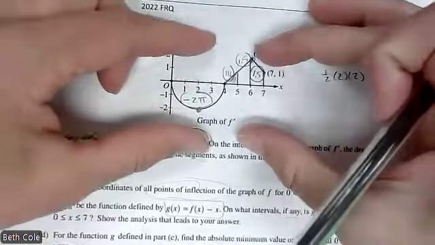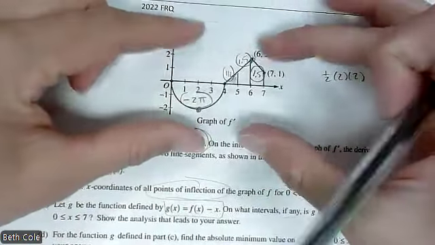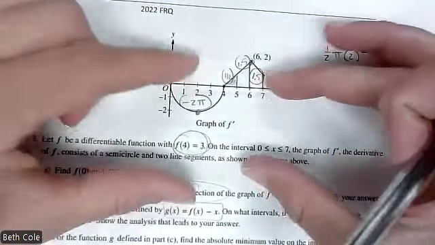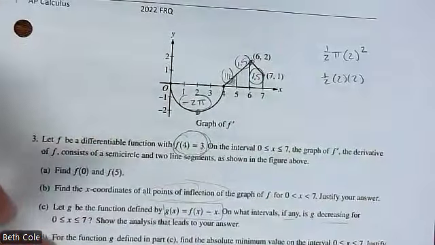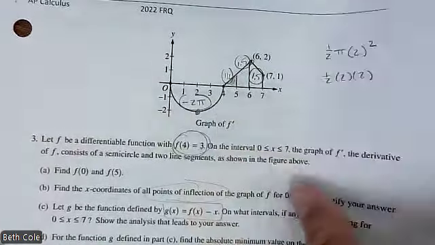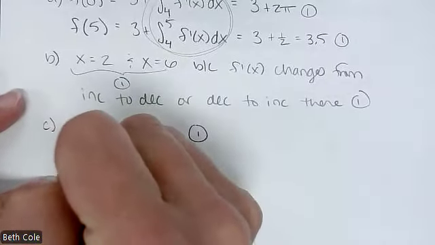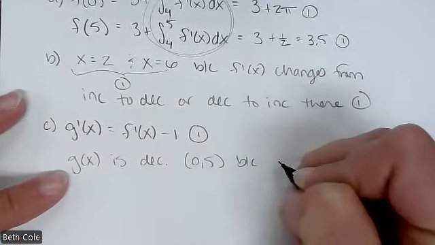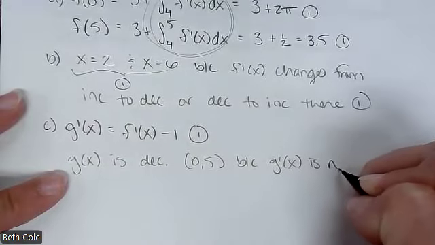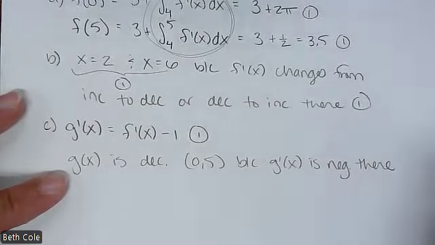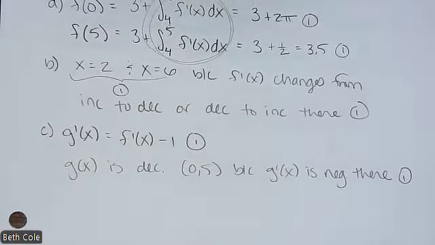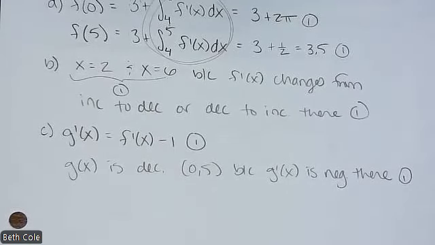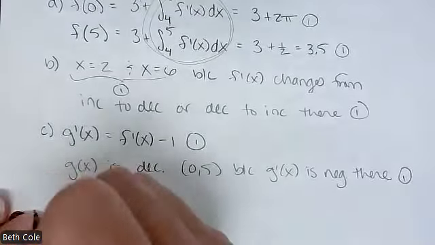Okay, so look, it sounds like you guys got this. If you take this and you move it down 1 unit, can you imagine that? Where would that graph be negative or below sea level? From 0 to 5. Good job. So you're going to say G of x is decreasing 0 to 5 because G prime is negative there. And then that sentence was worth a point. But if you even got the f prime minus 1, then you got 1. Okay?